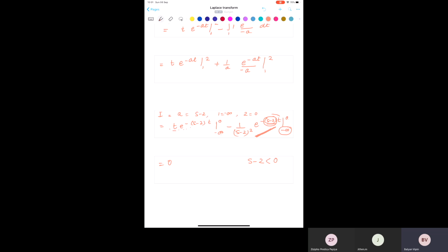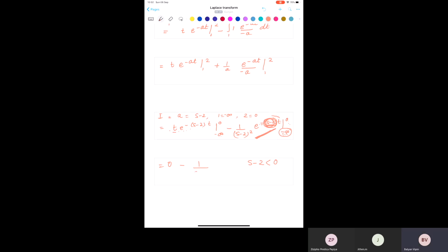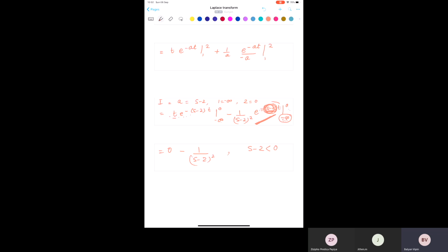Why does it need to be less than 0? Because there's a minus here, and this minus will make these two positive. So you need to bring another minus in order to make this e raised to the power minus infinite. That's why you need to make sure that this part is less than 0. And when you put the upper limit, you can say the answer is s minus 2 square. And the region of convergence is this.